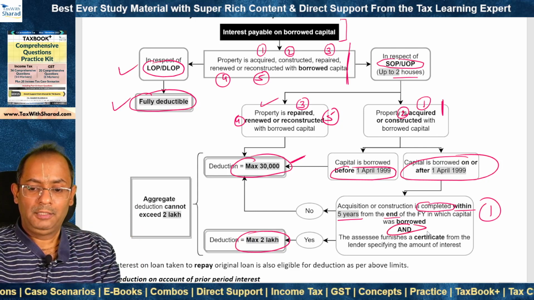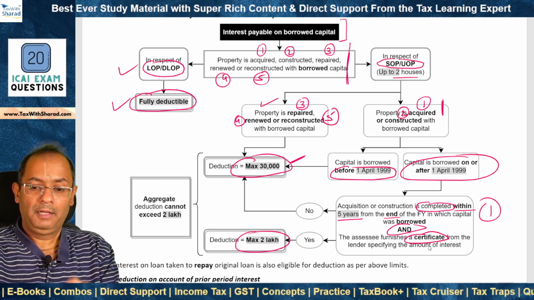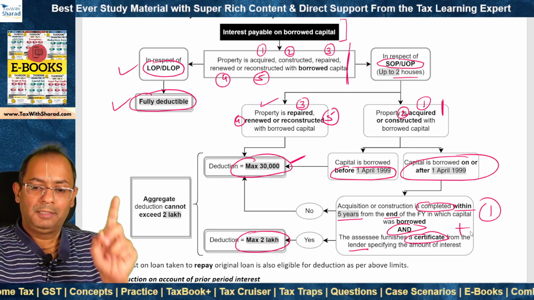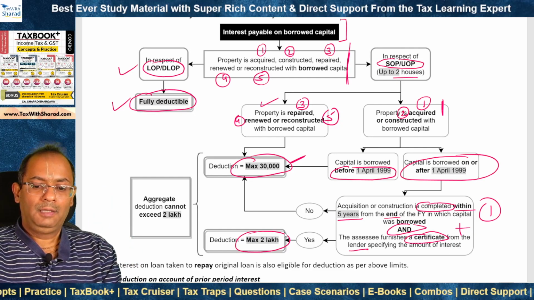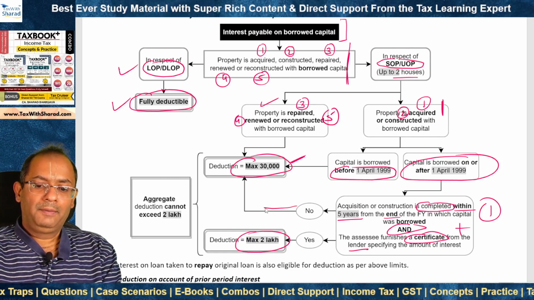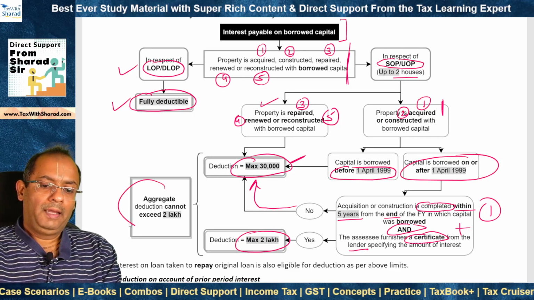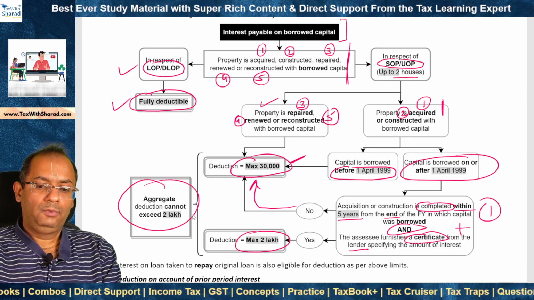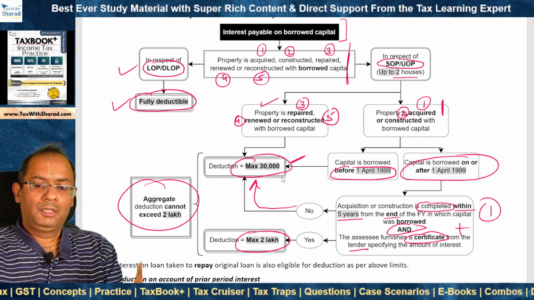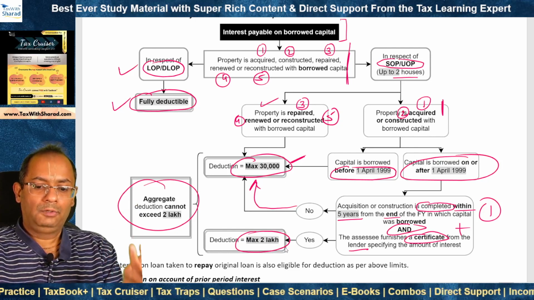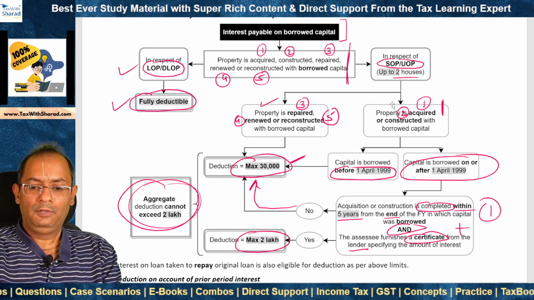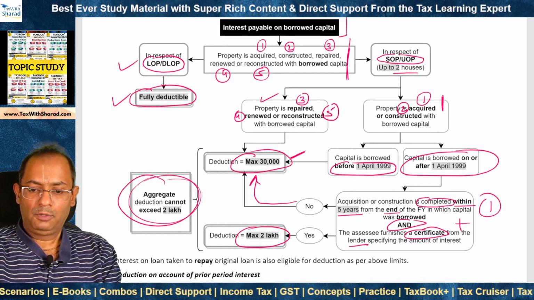And the further condition that needs to be satisfied is that the SSE should furnish a certificate from whom? From the lender, specifying the amount of interest. If both these conditions are satisfied, then the interest is deductible up to the extent of 2 lakh. If both these conditions are not satisfied, then the limit remains at rupees 30,000. Now the aggregate deduction for SOP UOP cannot exceed 2 lakh. That means if there are 2 properties for which say for one deduction is allowed of say 30,000 and for another deduction is allowed of say 2 lakh. So 2 lakh 30,000 cannot be claimed as deduction because the overall limit cannot exceed 2 lakh. 2 lakh will be allowed as deduction for both these properties.